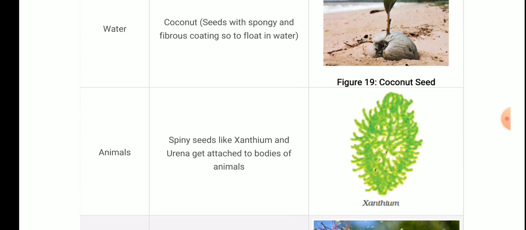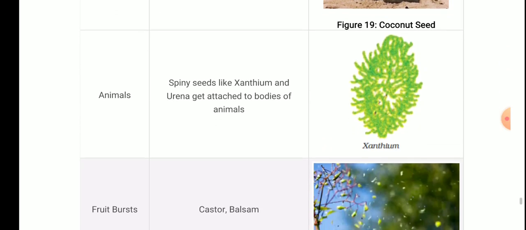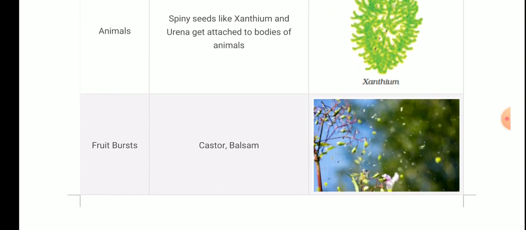Some seeds may be sticky or spiny, like xanthium, and they get attached to the bodies of animals. Then when the animal goes to another place, sometimes the seeds fall off from its body and germinate there. Clear? So this is because of the animals. And then the fruit bursts. Sometimes due to fruit burst also the seed dispersion occurs. So these are the different factors due to which seed dispersal occurs: wind, water, animals and fruit burst. You just need to remember the characteristics of the seeds and one or two examples of that.